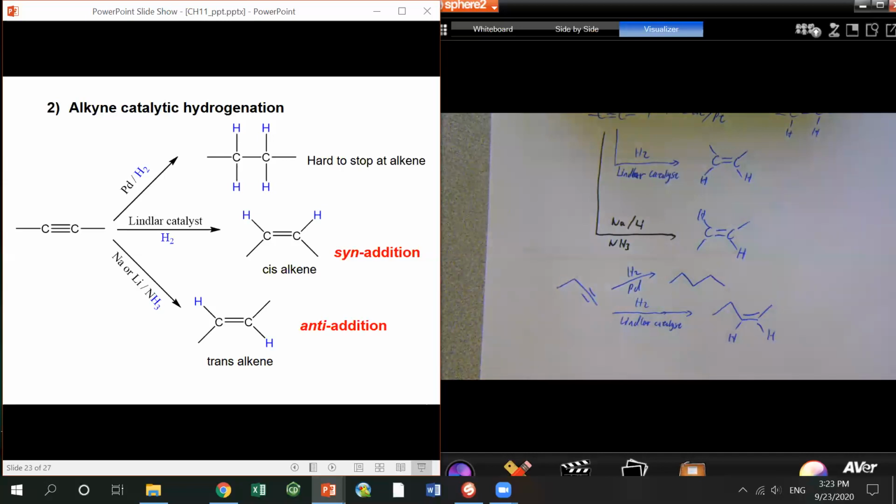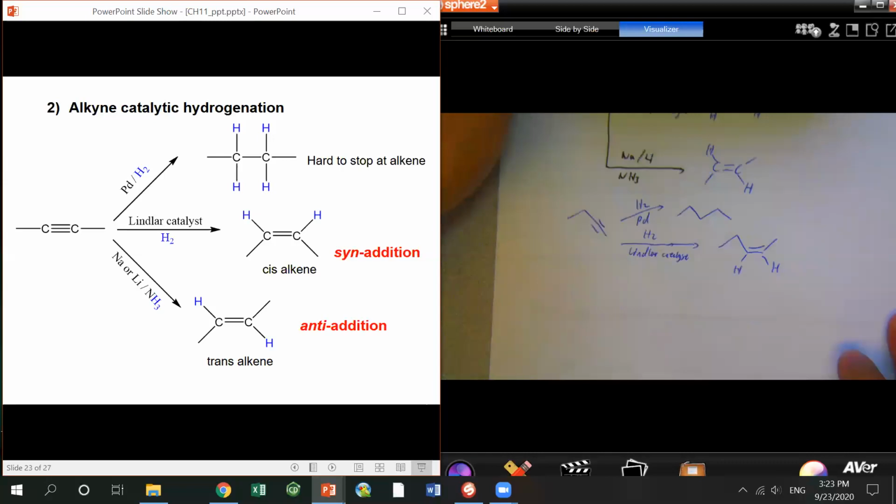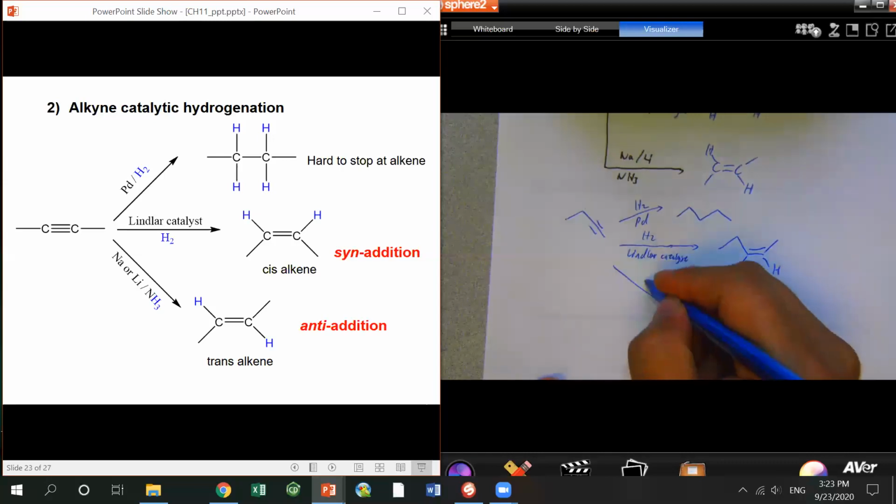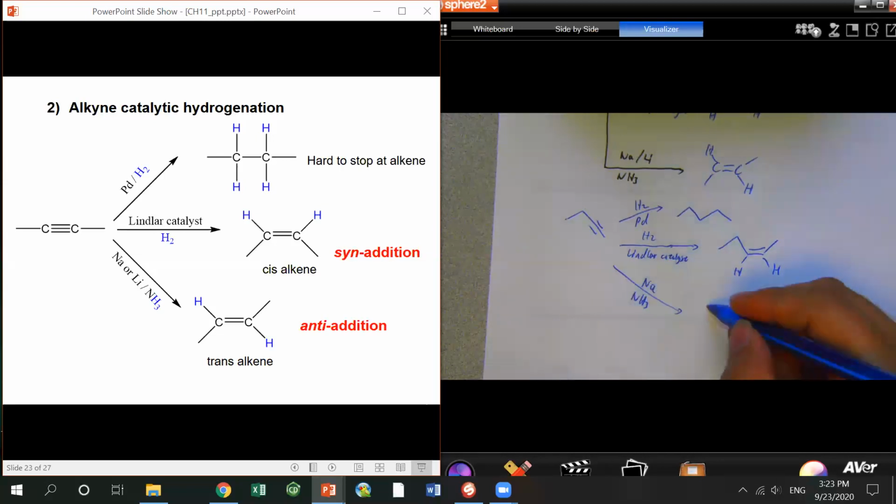Like this. If I use sodium in ammonia, you get the trans product. So that is something to keep in mind: how do we control the stereochemistry of alkyne addition, and how do we add only one pair or two pairs of hydrogen. Pretty interesting reactions, and they help you control everything.